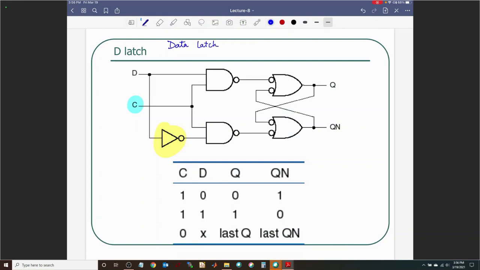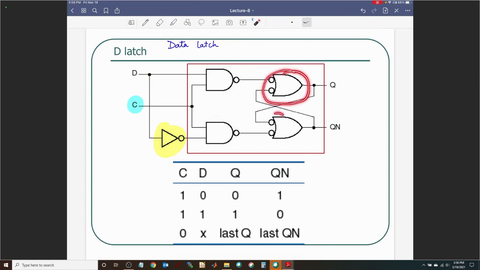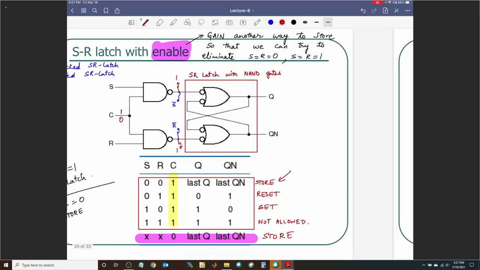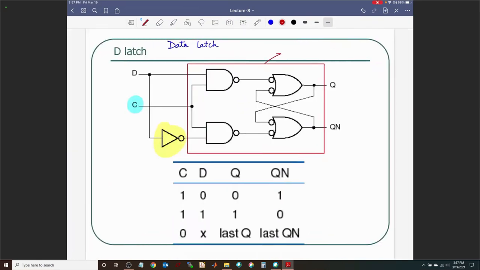So, can somebody tell me what this is? Where have we seen this before? Two NAND gates followed by two cross-coupled NAND gates, gated SR, right? So this is my SR latch with enable that we just analyzed.